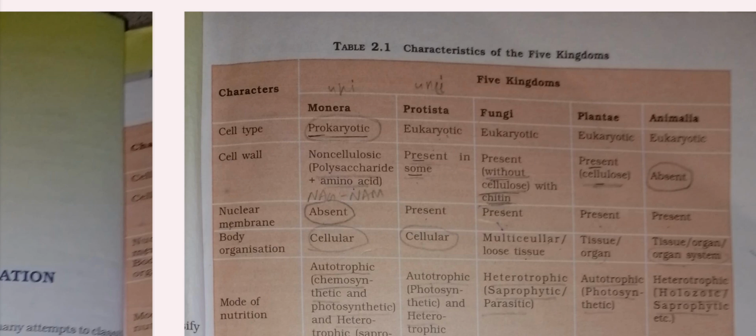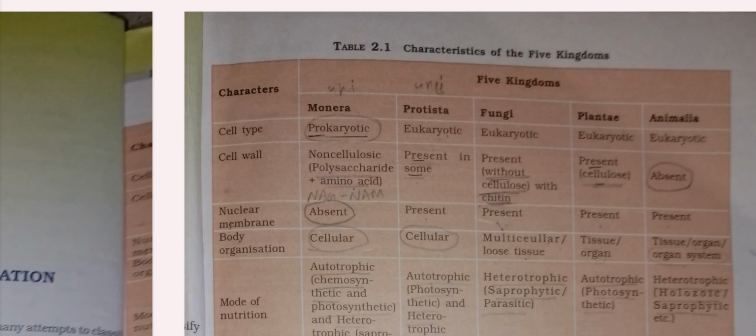Protista, cell wall is present somehow. Fungi, cellulose is not present. Sorry, the cell wall is made up of chitin, but not cellulose. And Plantae, yes, it is present, and the cell wall is made up of cellulose. And in Animalia, the cell wall is absent. Then comes the nuclear membrane.